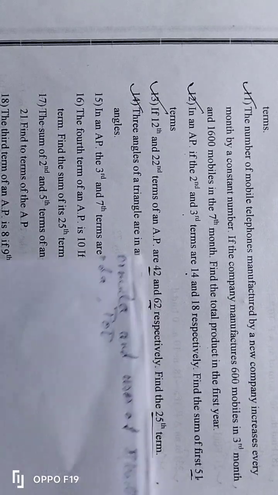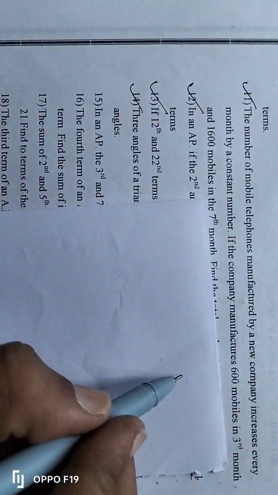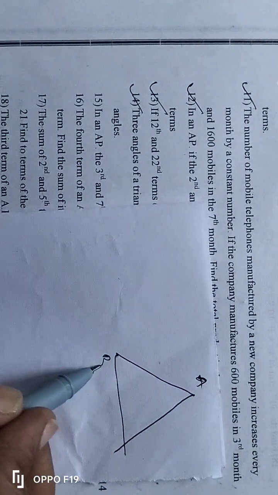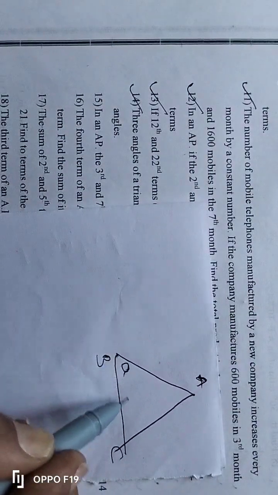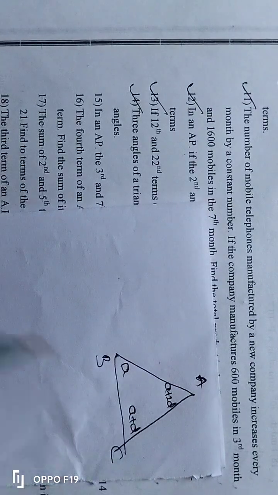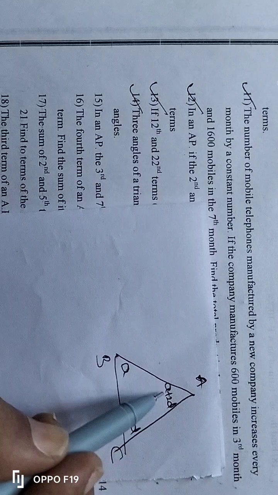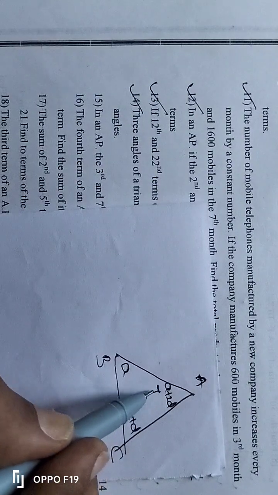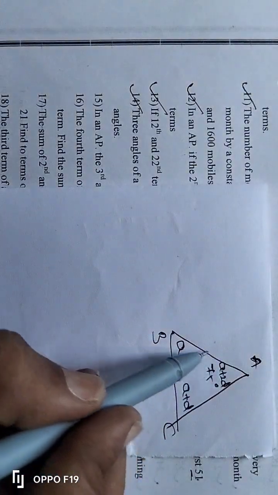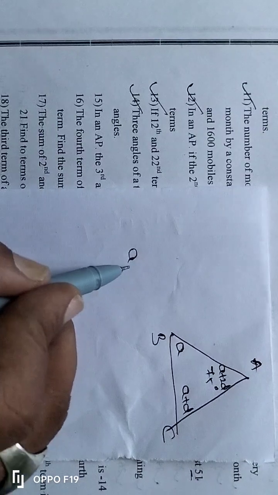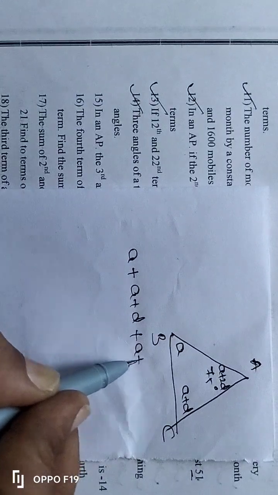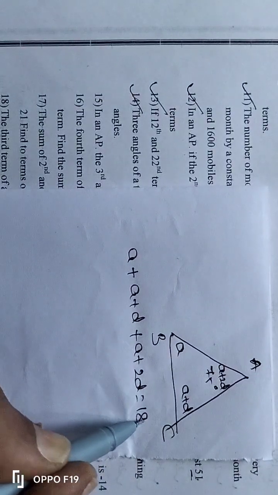Now let us write a rough sketch for this one. I will take one triangle here. So ABC is a triangle. If this is A, this is A plus D and this is A plus 2D. So A plus 2D is the greatest angle. He has given this angle as 75 degrees. So A plus 2D is given as 75 degrees. If we add all the three angles, it will be equal to 180 degrees. A plus A plus D plus A plus 2D is equal to 180 degrees.